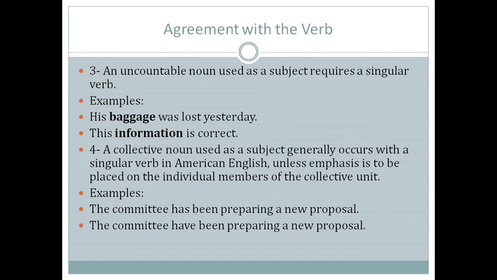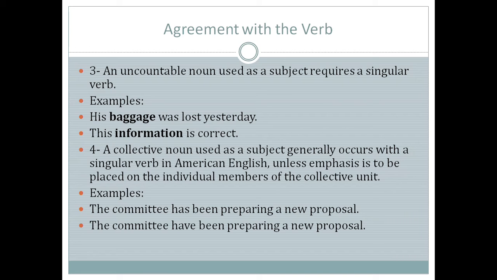Number 4, a collective noun used as a subject generally occurs with a singular verb in American English, unless emphasis is to be placed on the individual members of the collective unit. Here we have examples. The committee has been preparing a new proposal. In the first one, the committee takes a singular verb, because it's a collective noun.